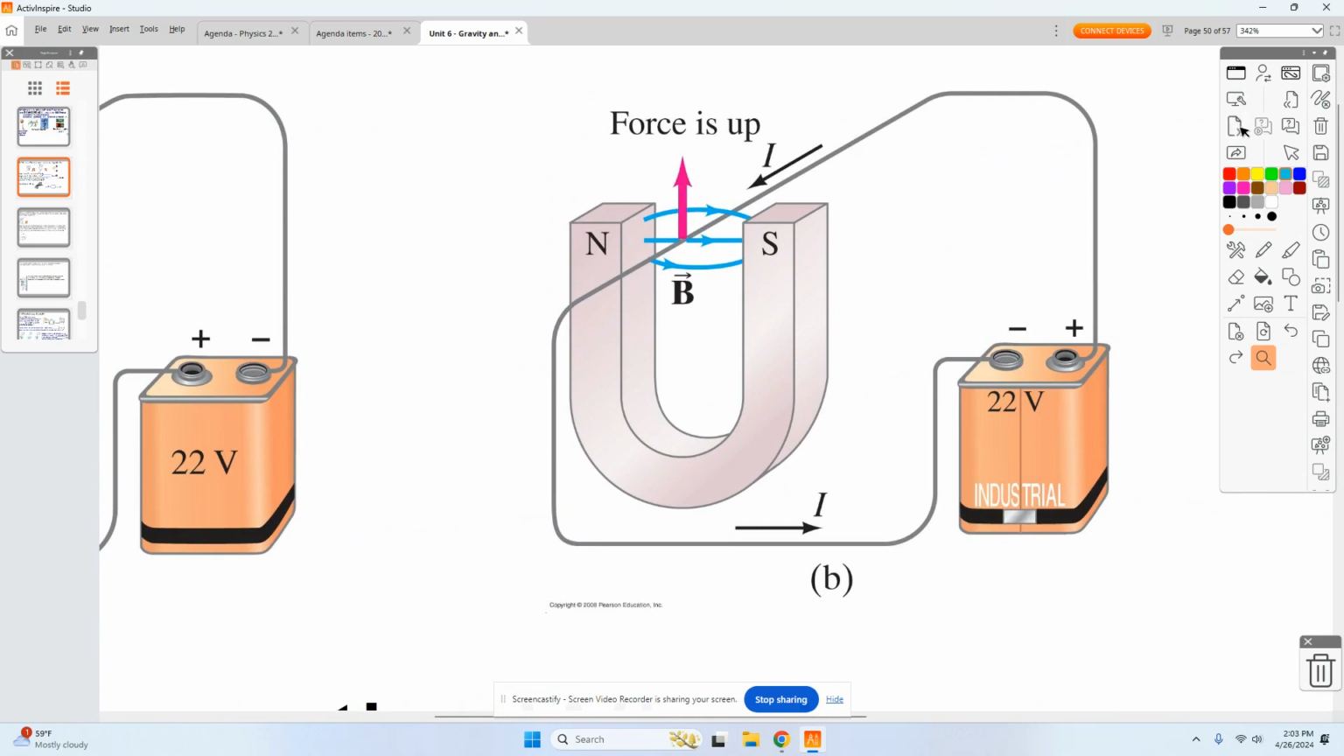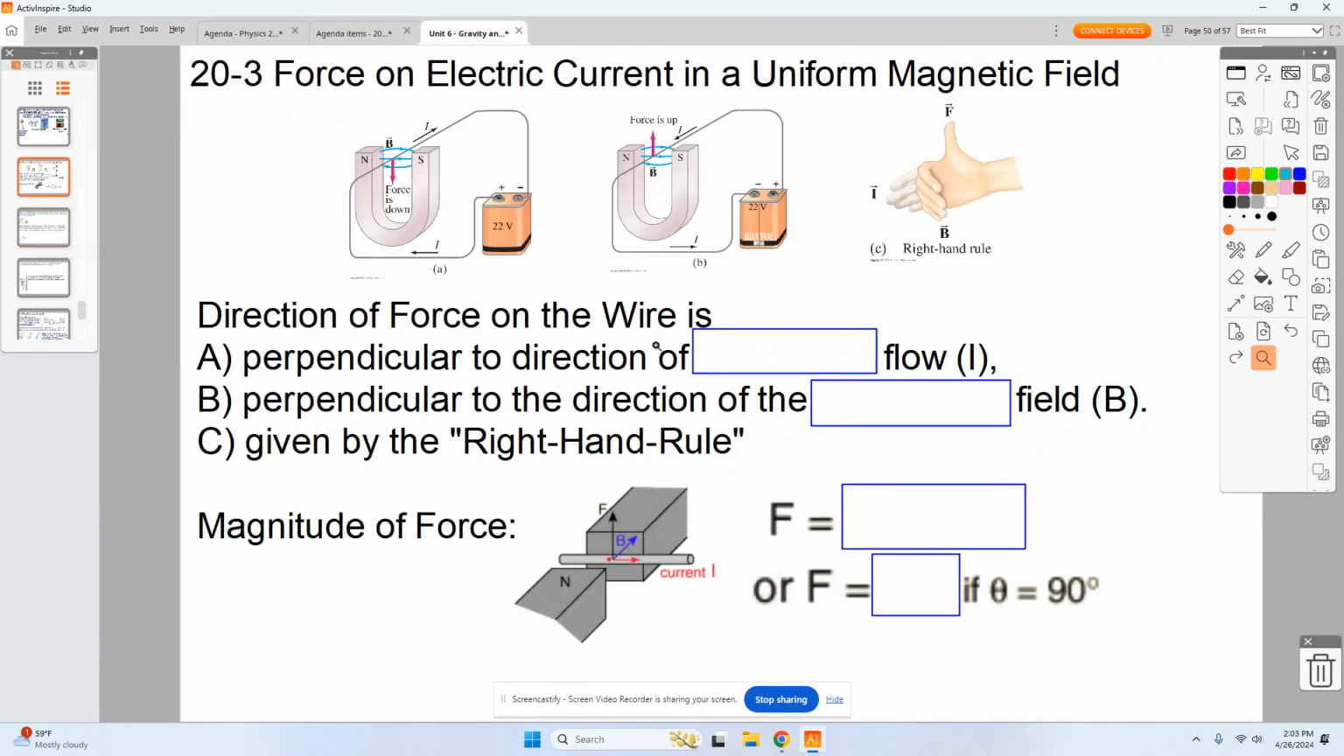What I want to show you is how we determine the direction of that force. It is perpendicular to the direction of the current flow. One of the things that affects it is the amount of current. It should make sense: if I have a greater rate of flow of charge, I'm going to get a bigger force acting on it. It's also perpendicular to the direction of the magnetic field. Now this might be the first time we've seen the letter B. The symbol we use for a magnetic field is the letter B.